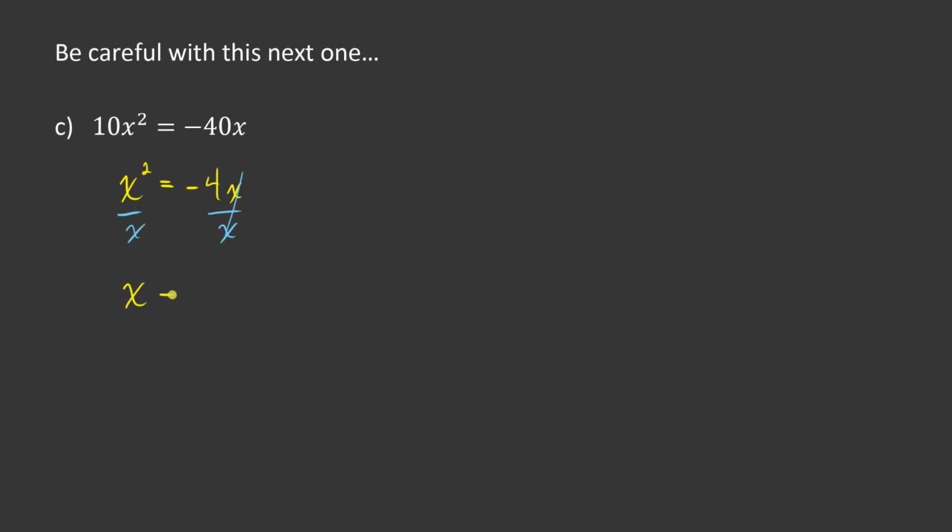And so I end up with x equals negative 4. Nice and simple. Clean. It's just one answer and away we go. But what we've done is we've accidentally gotten rid of one of our solutions. So I'm just going to show a different way to do this. Let's get everything to one side. And that's your first step that you should always do.